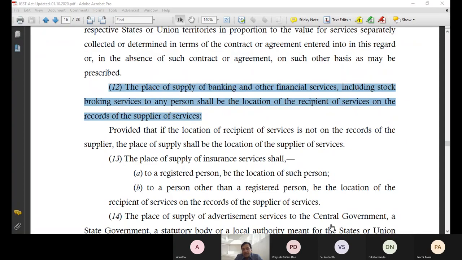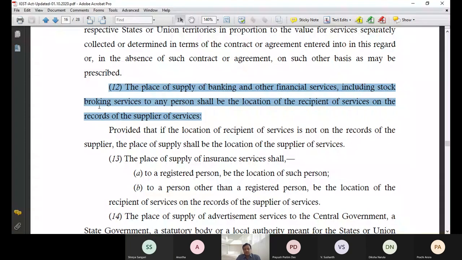When you withdraw any amount from a bank ATM, after some transactions, the bank will charge some amount. It's nothing but a service on which GST is applicable. So I'm concerned about those provisions, that when you deal with banking or financial services, how will you determine the place of supply? So what is the provision?